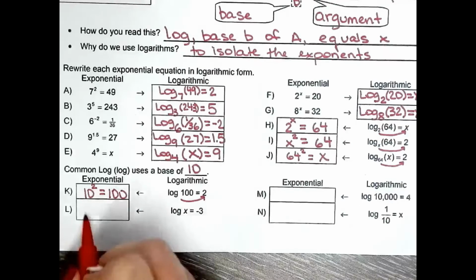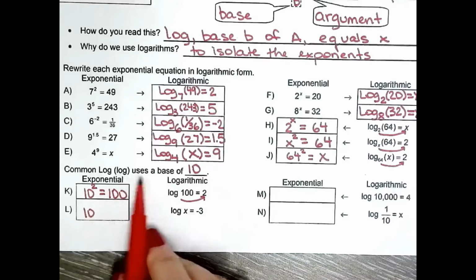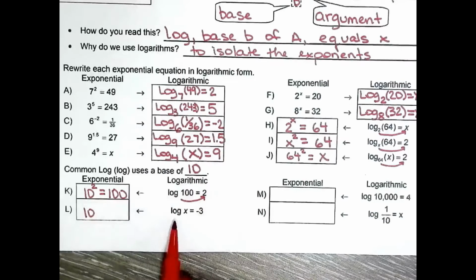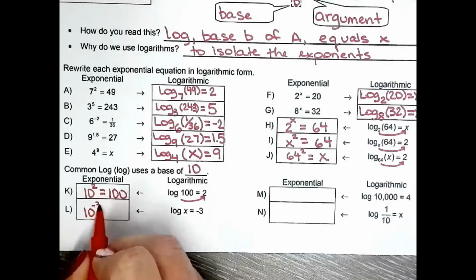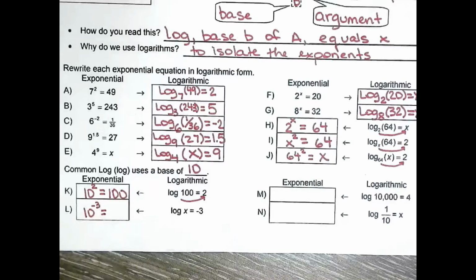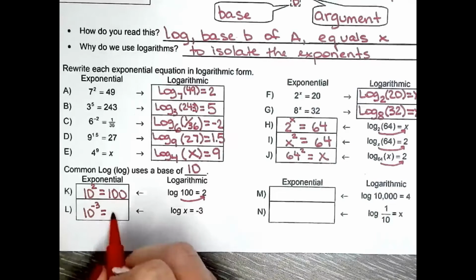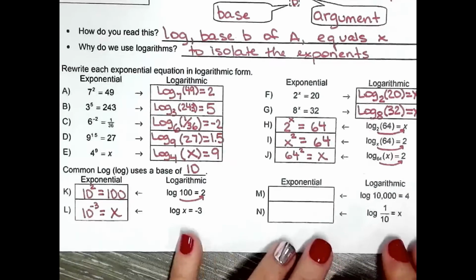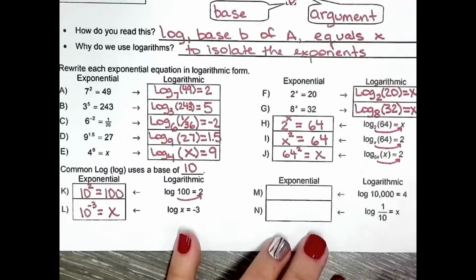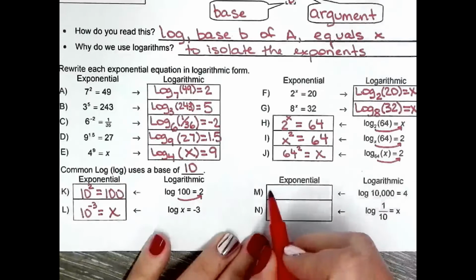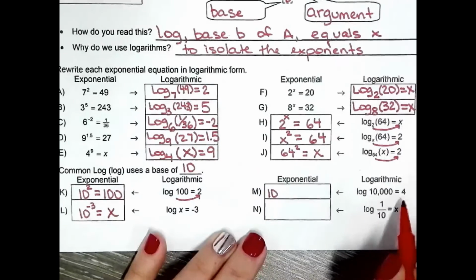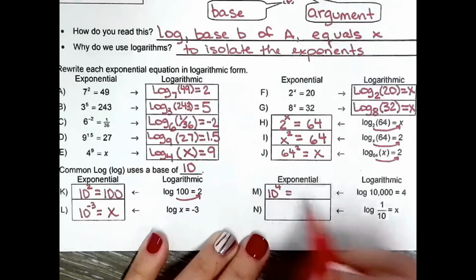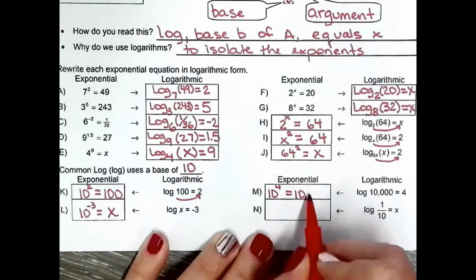So base 10, again, when you don't have anything, the base is 10. So 10 to the exponent of -3 equals x. Now we're still doing it. Base 10 to the 4th power equals 10,000.